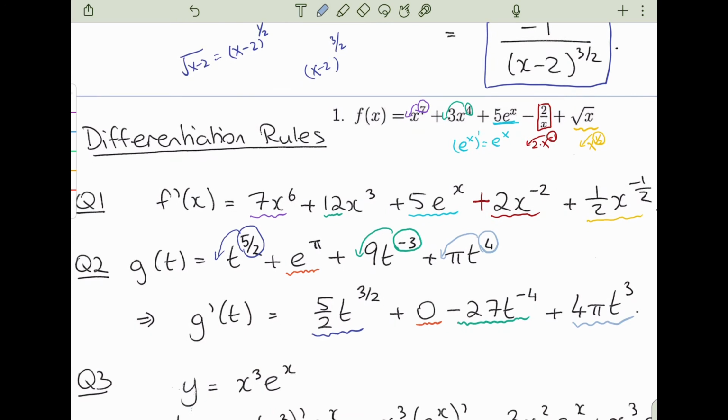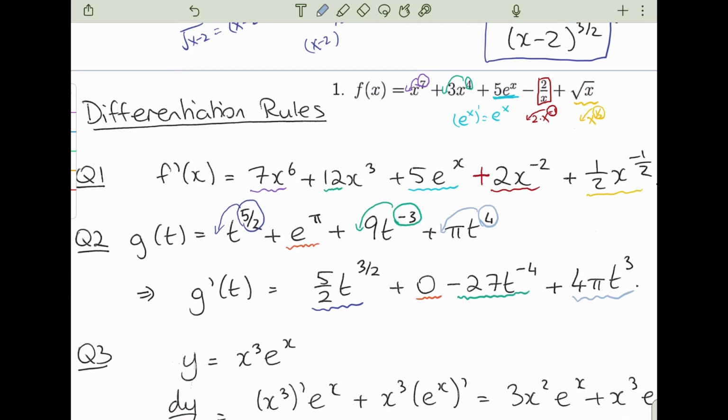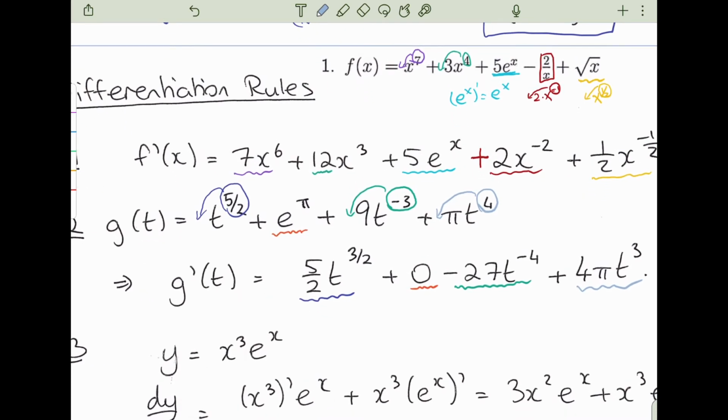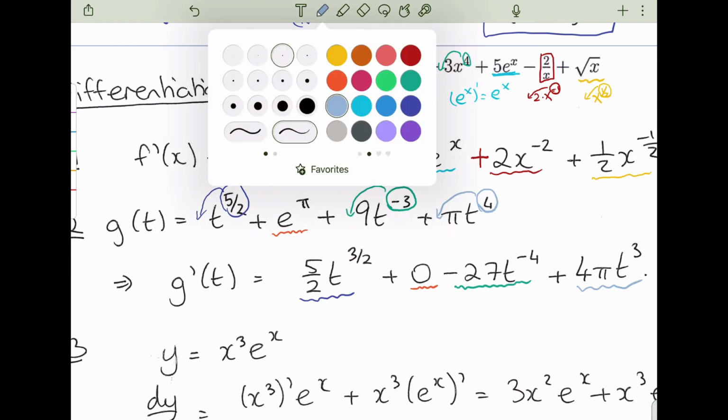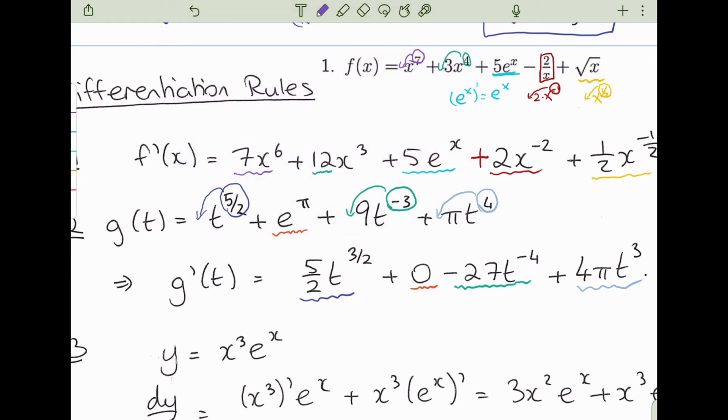Now let's move on to question 3. That is a little bit more complicated here. Question 3 is a product of 2 functions, so we need to apply the product rule. Let me write it down for you. Product rule: suppose we have 2 functions, f and g. The derivative of this product is equal to the derivative of the first one times the second one, plus the first one times the derivative of the second one.